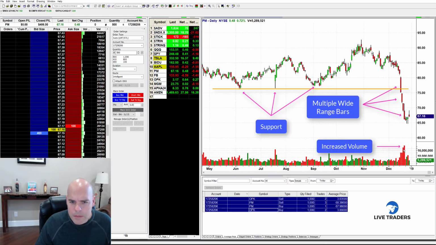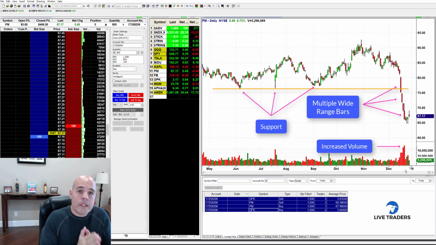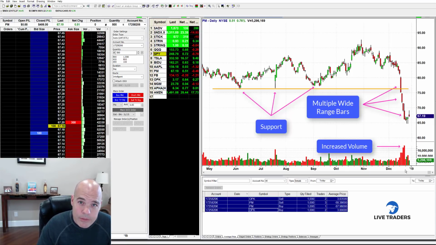So look at the bottom here, guys. Look at the volume spike right at the bottom. After a multiple bar move, when you have a volume spike, that usually means it's ending volume. So think about this for a second, okay? Increased volume after a multi-bar pullback, especially wide range bars, usually means a reversal. Okay, so we have multiple bars below support, increased volume.